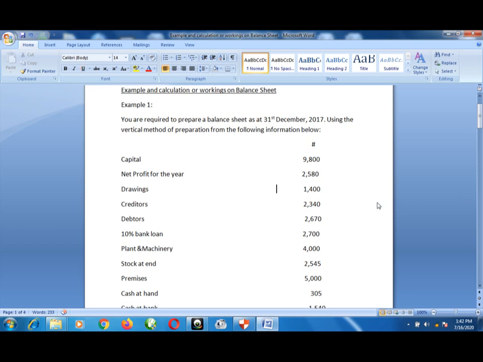On the topic we are into, balance sheets. As we have said, the balance sheet is under final accounts, and we've treated the trading account and profit and loss account, and we are into the balance sheet now. A balance sheet, as has been said, is a financial statement, a statement of account that shows the financial position of every business. That was our discussion.